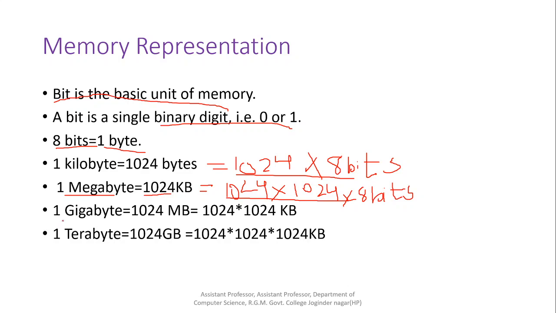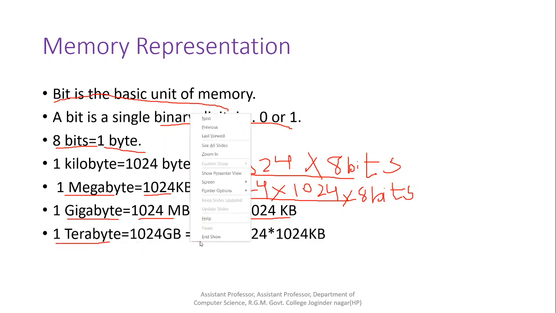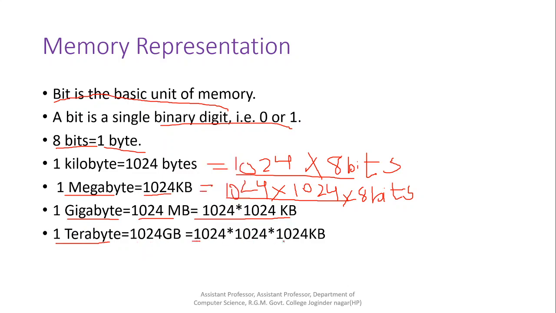Similarly, we have 1 gigabyte, and giga means 10 raised to power 9, and it is roughly equal to 1024 MB. When we expand this, it is equal to 1024 into 1024 KB, and when we further expand this, it is equivalent to 1024 into 1024 into 1024 into 8 bits. Similarly, we have 1 terabyte. 1 terabyte is equal to 1024 GB, and it is equivalent to 1024 multiplied by 1024 multiplied by 1024 KB.